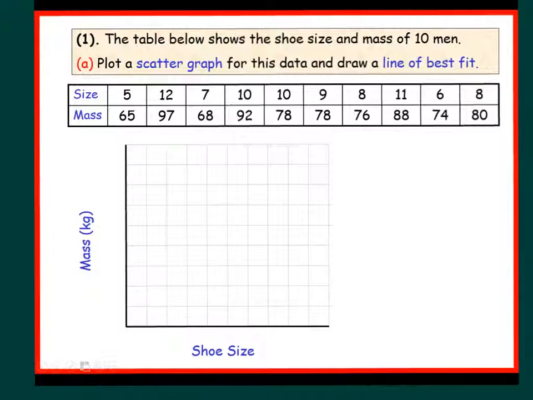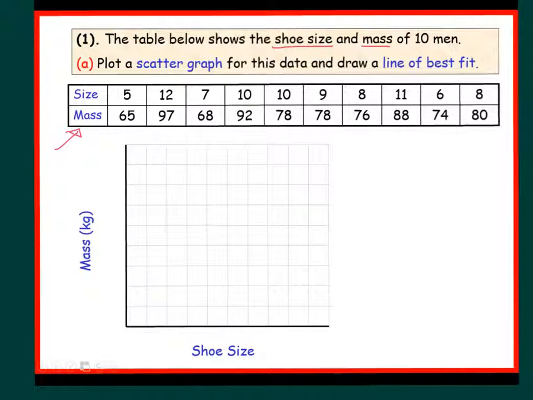We're going to have a look at scatter graphs and drawing a line of best fit to try and identify the relationship between the two axes and see if we can make any predictions based on that. So once we've conducted an experiment, we'll end up with a table of results like these here. And my experiment was the shoe size against the mass of 10 men.